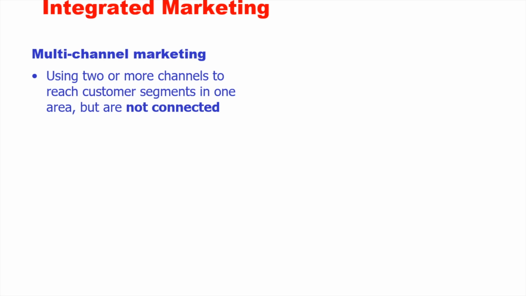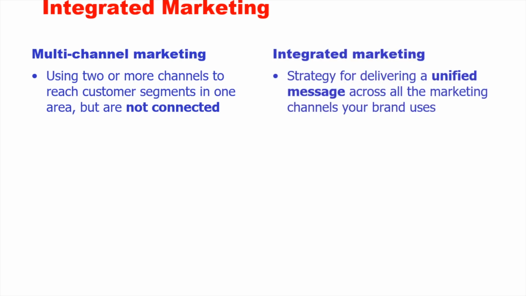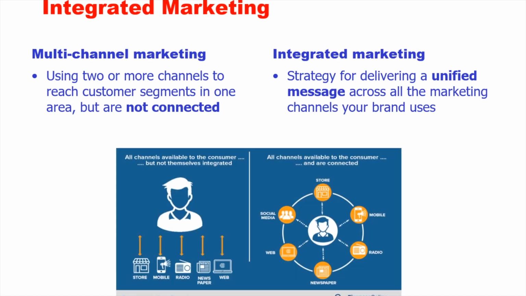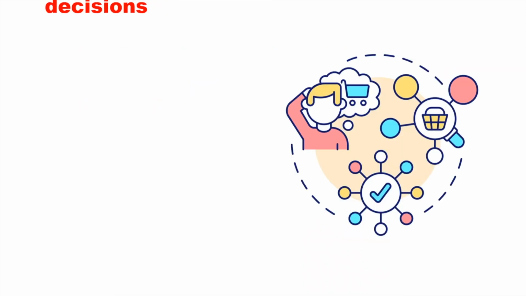In today's era, companies leverage multi-channel marketing and integrated marketing. So what is the difference between the two? Multi-channel marketing is reaching customers through multiple channels. However, the messaging is not necessarily connected. On the other hand, integrated marketing is a strategy for delivering a unified message across all the marketing channels your brand uses. It provides consistency wherever customers choose to interact with the company. The benefits of using this are increased market coverage, lower channel cost, and customized selling.